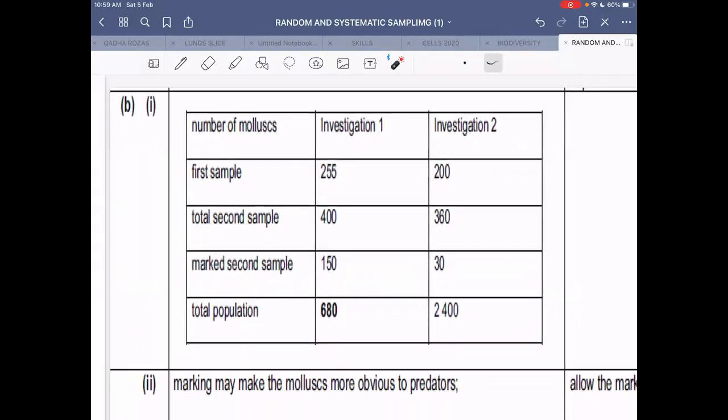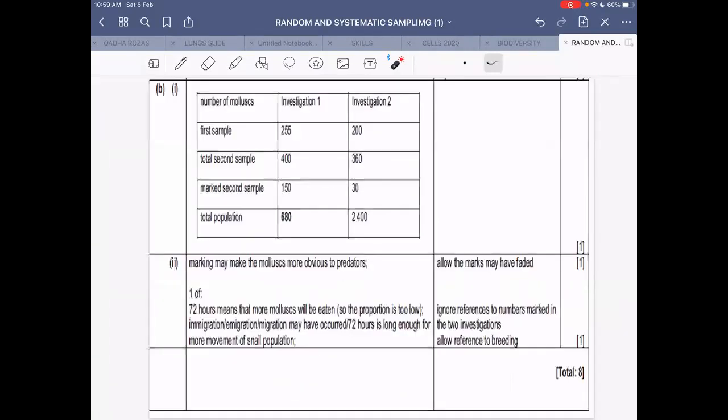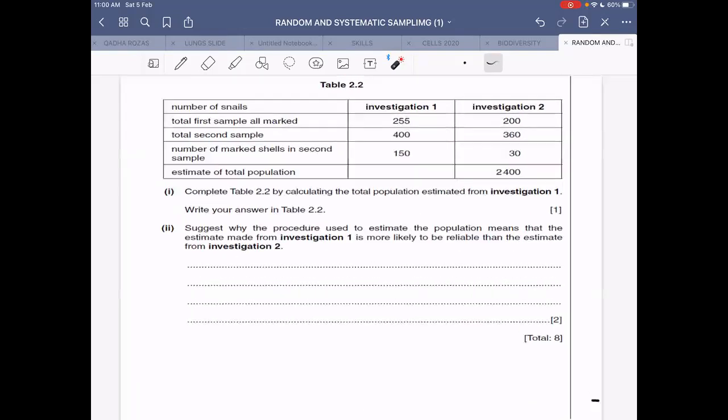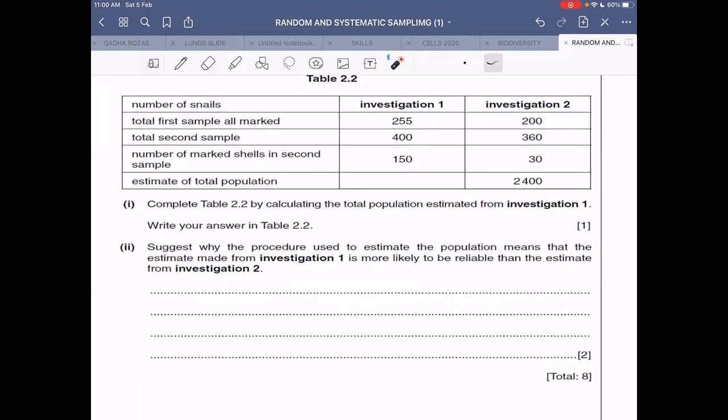Okay, in investigation 1 and 2, we marked the snails. In one investigation, after marking, we released them and we recollected them after 24 hours. And in investigation 2, we recollected them after 72 hours. Vani, tell me, which investigation can be considered more reliable? Sorry, the question says: suggest why the procedure used to estimate the population means that the estimate made from investigation 1 is more reliable than the estimate from investigation 2. Tell me, what could be the reason?